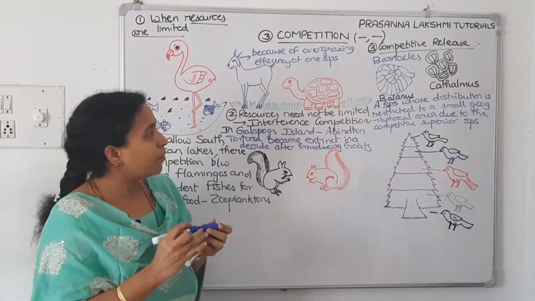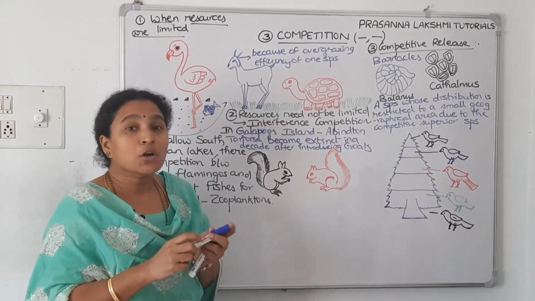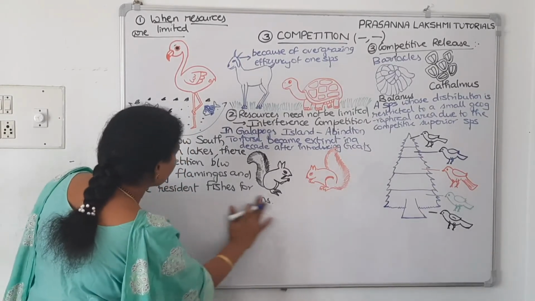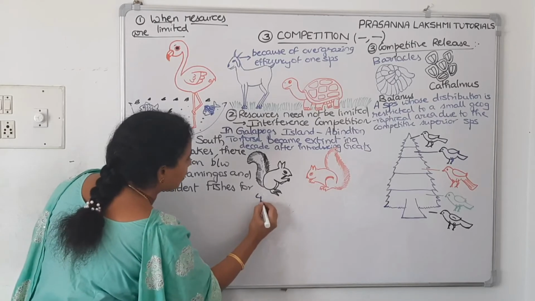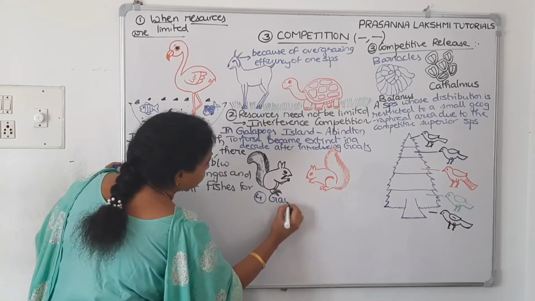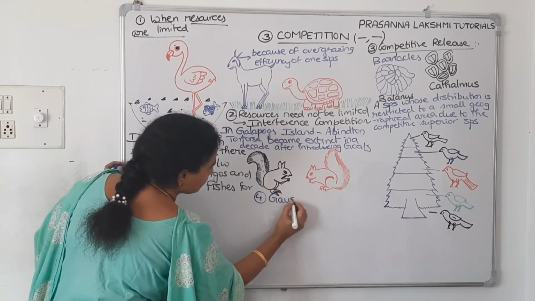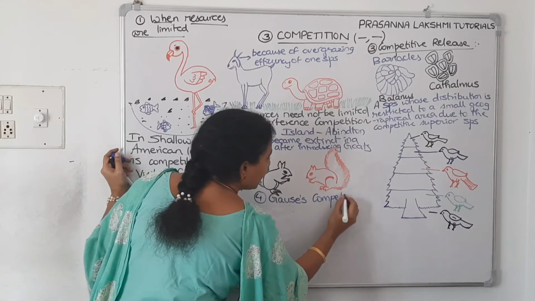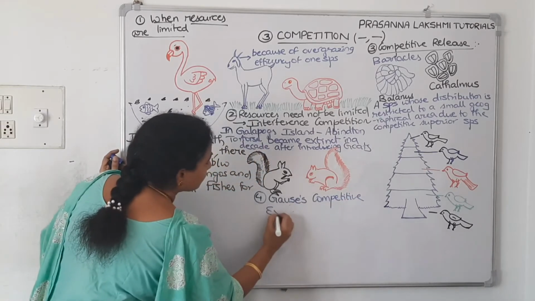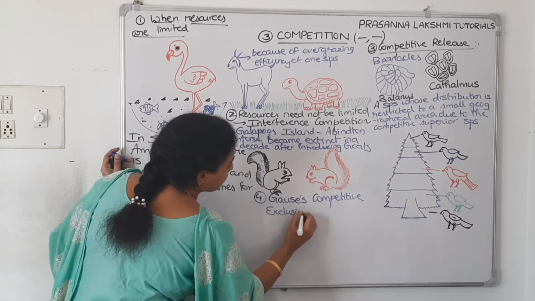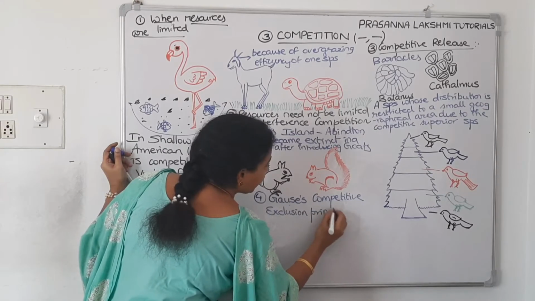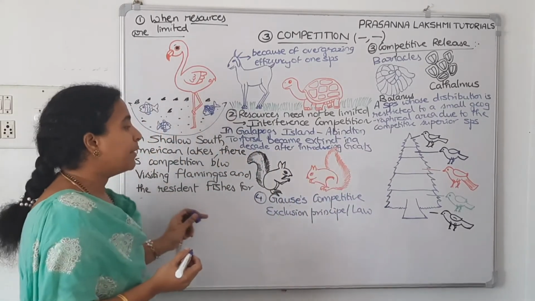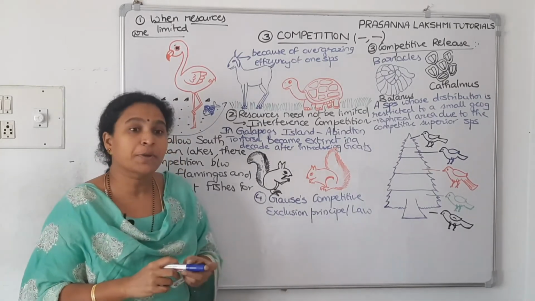Now, when we look at the fourth condition, we have to talk about Gause's competitive exclusion principle. So I'll write down here about the fourth point, this picture. What is that called? Gause's competitive exclusion principle, which can also be called a law.